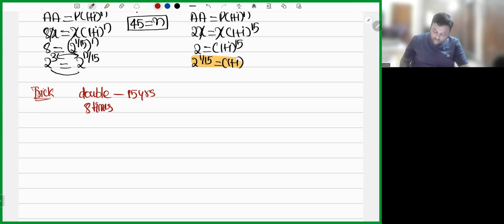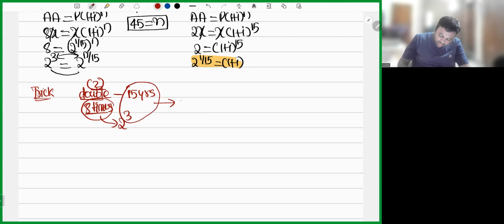Now, simply what you do, this 8, you convert it in terms of doubling. Double means 2, right? Convert 8 in terms of 2. How can I convert, sir? I'll simply write 2 power 3. So what is the answer, my dear friend? Answer is 15 into 3, 45 years.